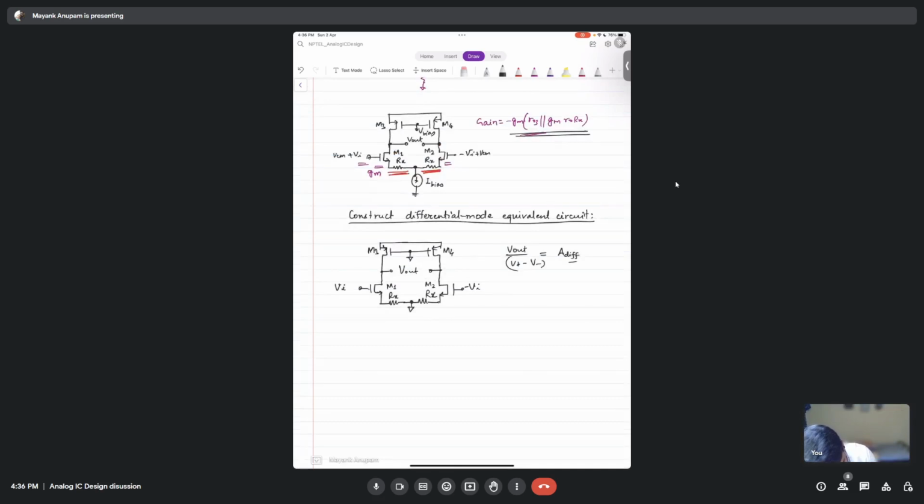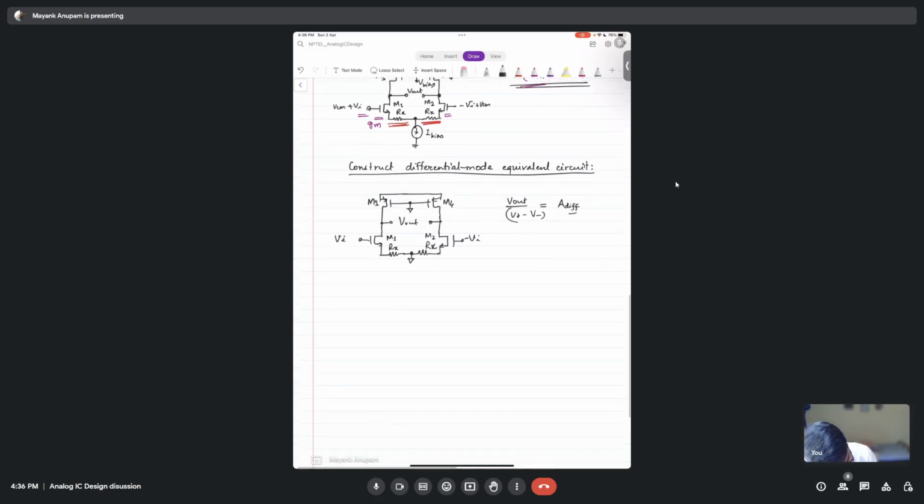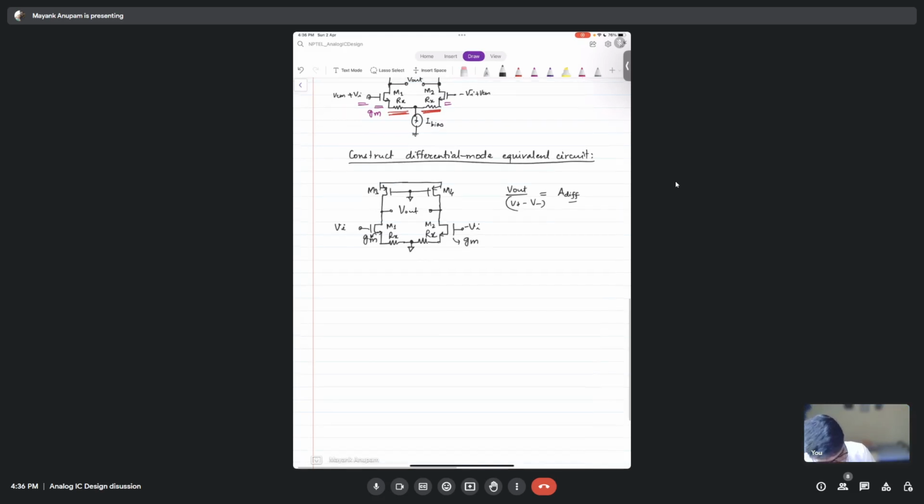For it we need to find out the equivalent transconductance for M1 and for M2. Let's say this is GM. Let's say both have the same transconductance GM, identical. So what will this thing be?